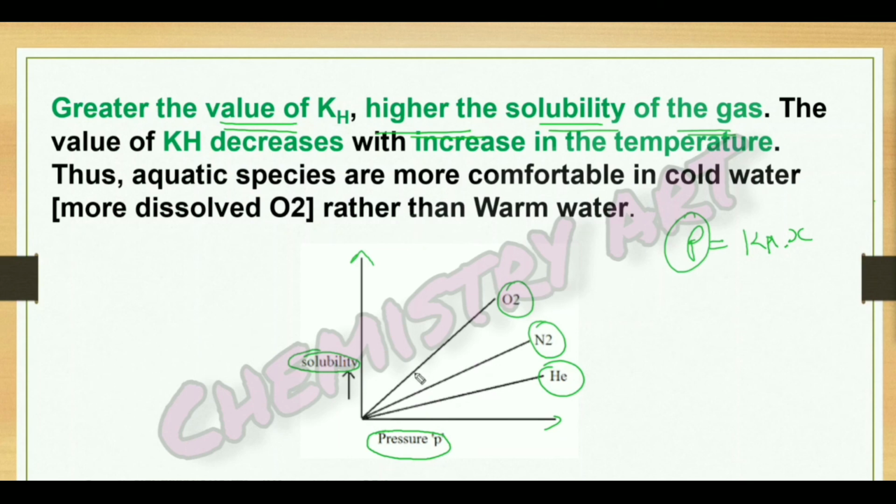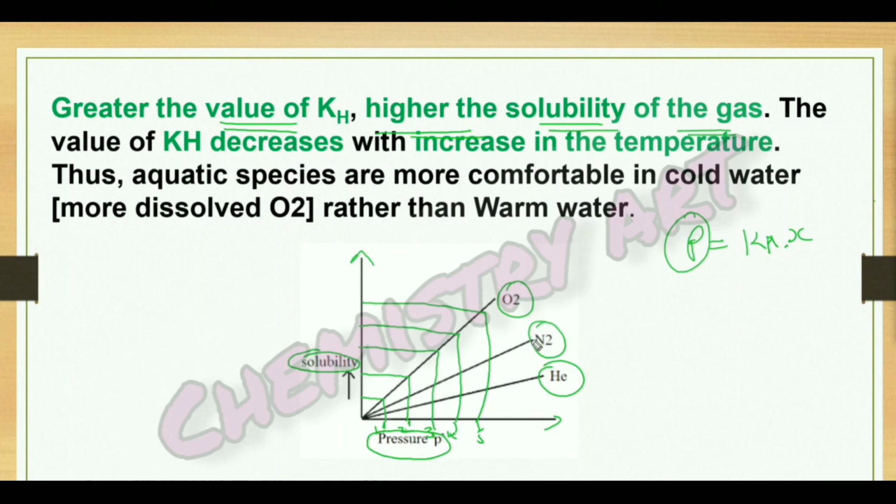For example, suppose here the pressure is 1 bar, then here the pressure is 2 bar, 3 bar, 4 bar, 5 bar. So let's check. At 1 bar pressure, this is the solubility. At 2 bar pressure, this is the solubility. We are talking about oxygen. At 3 bar pressure, this is the solubility. So as you can see, as the pressure increases, the solubility also increases. But these plots are different for the different gases.